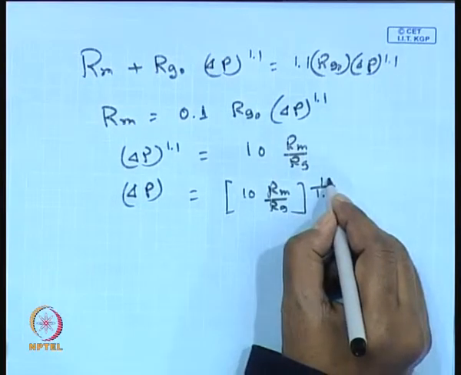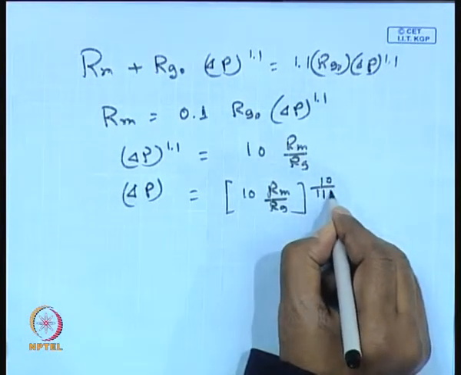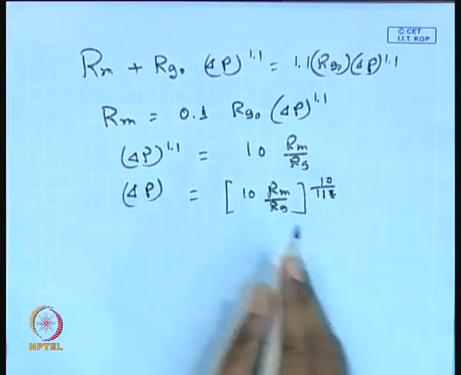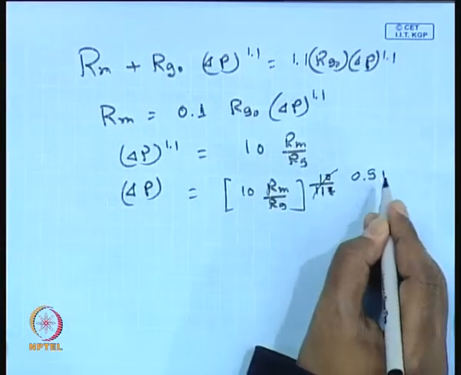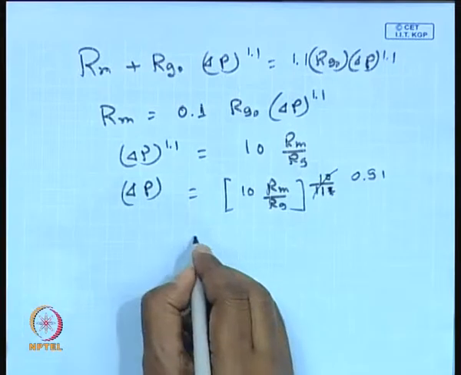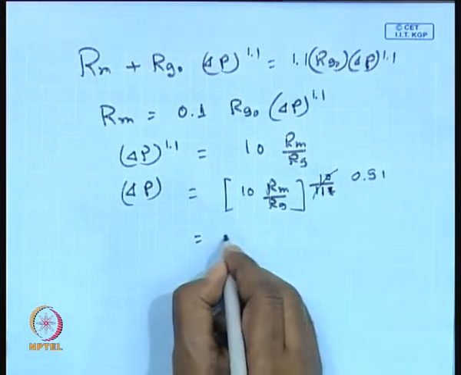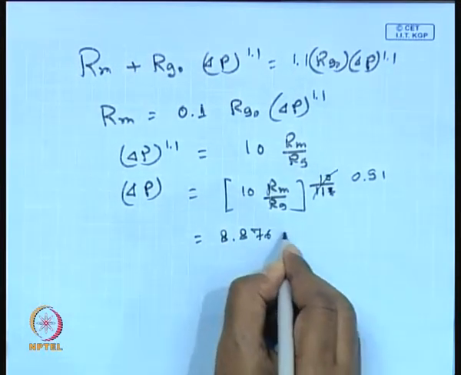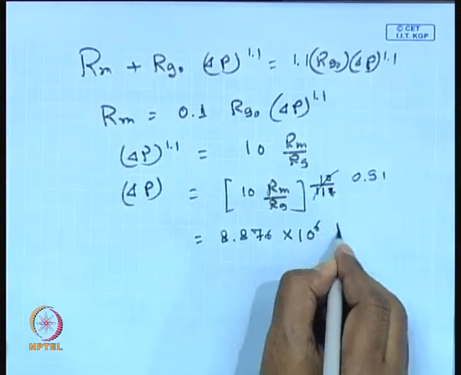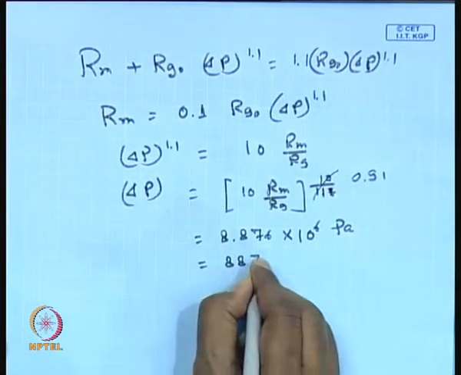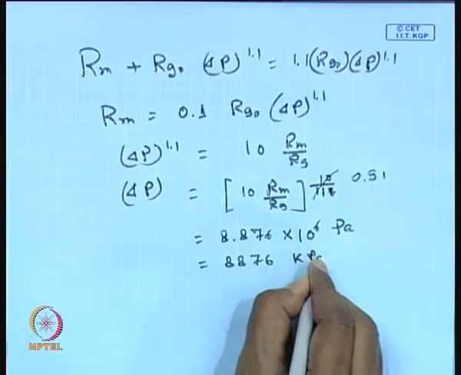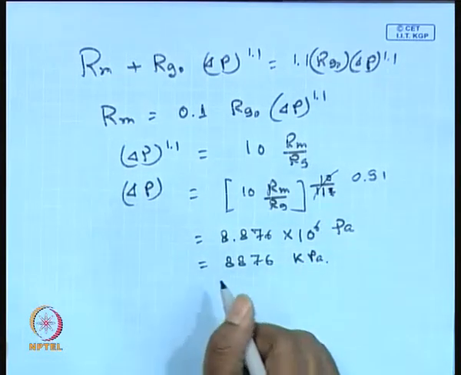So, this becomes 10 by 11. Let us evaluate that, this exponent turns out to be 0.91, and delta p will be around 8.876 into 10 to the power 6 Pascal, and in kilopascal it turns out to be 8876 kilopascal. So, it is extremely high.